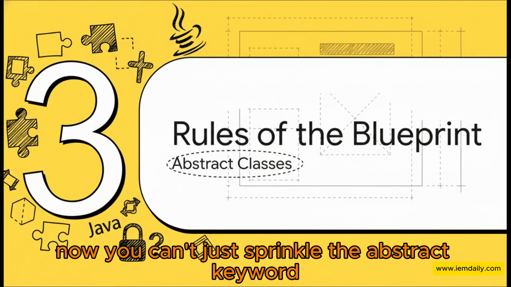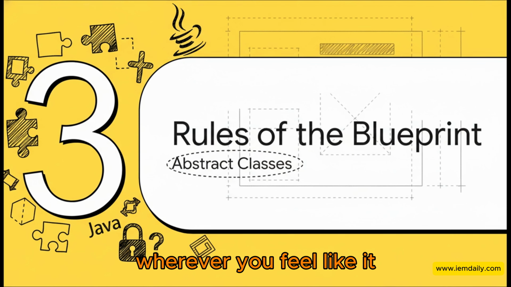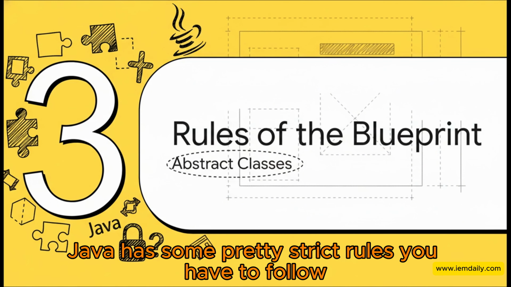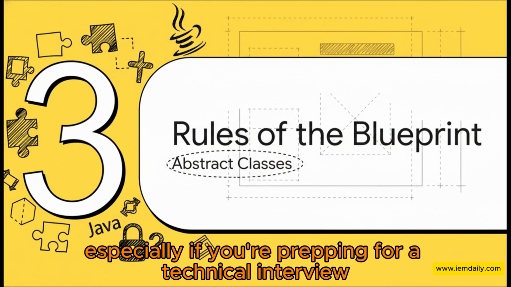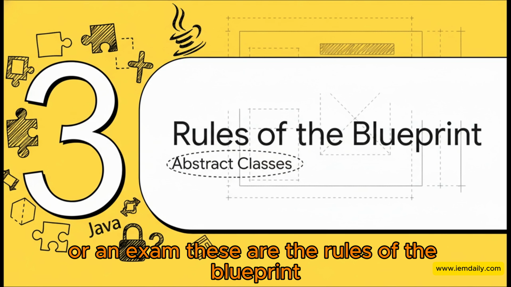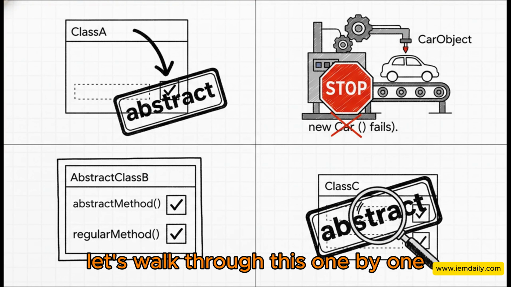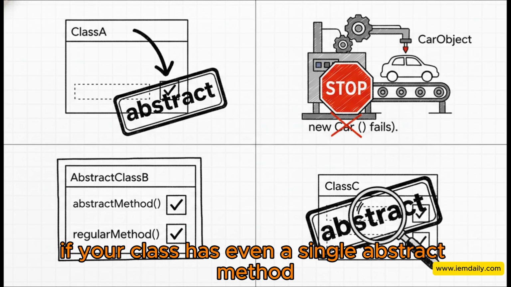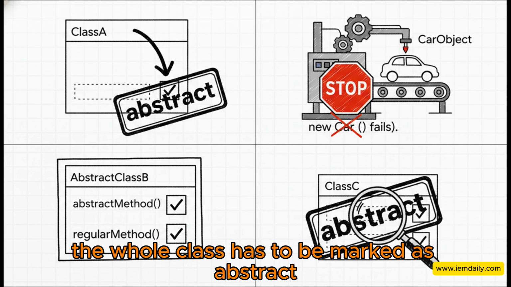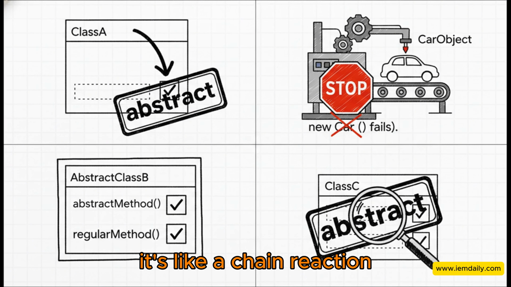Now, you can't just sprinkle the abstract keyword wherever you feel like it. Java has some pretty strict rules you have to follow, and this is the part you absolutely need to nail down, especially if you're prepping for a technical interview or an exam. These are the rules of the blueprint. Let's walk through this one by one. First off, if your class has even a single abstract method, the whole class has to be marked as abstract. It's like a chain reaction.